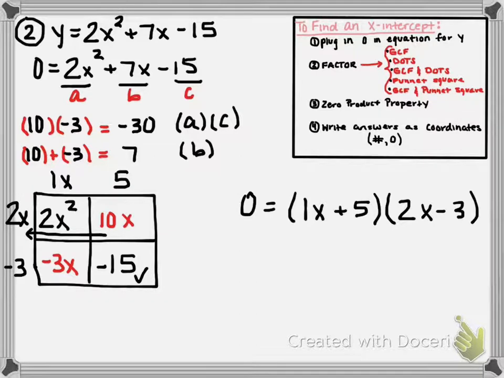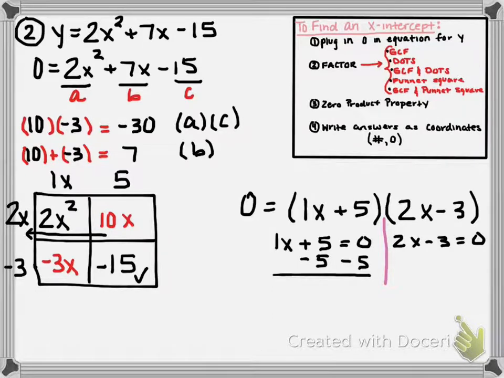And now I can go ahead and perform that zero product property. So I want to split these guys and set them each equal to 0. So my first one is 1x plus 5 equals 0. Doesn't matter which side the 0 goes on. And then the other one is 2x minus 3 equals 0. So let's solve the first one first. I want to subtract 5 on both sides. And when I do that, I just get 1x, or just x, equals negative 5.